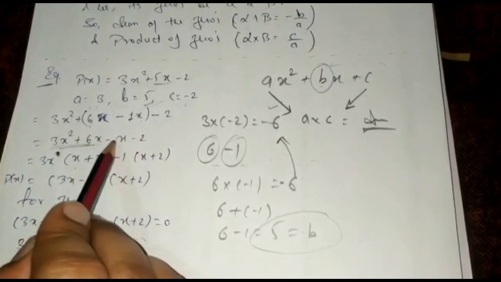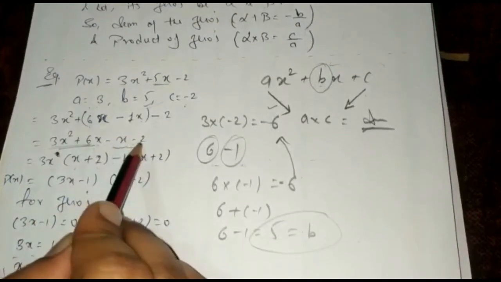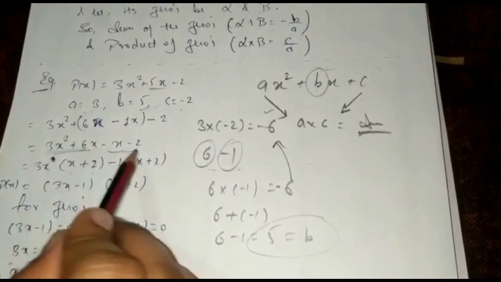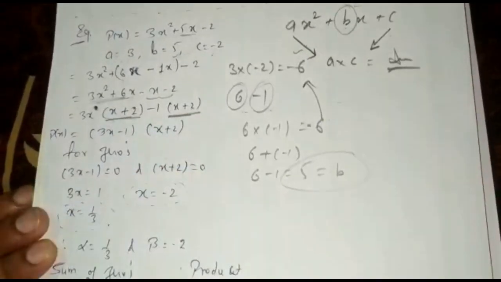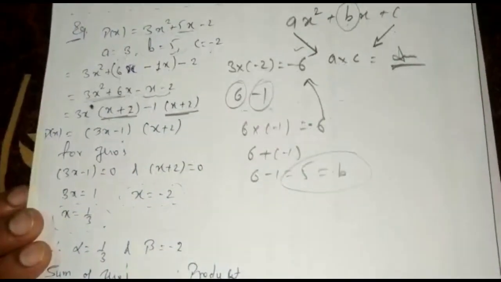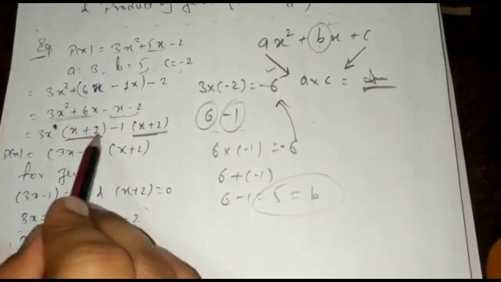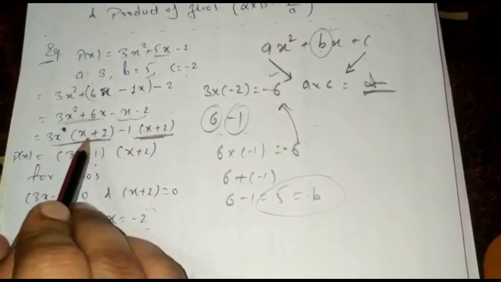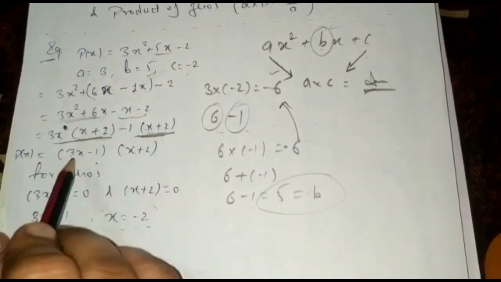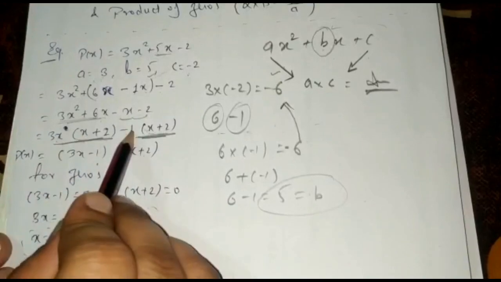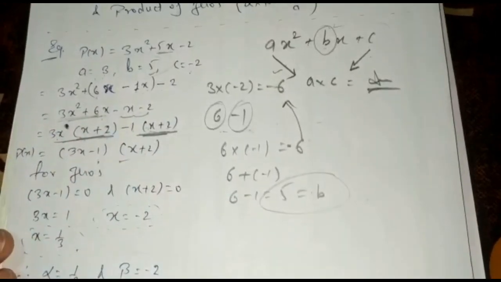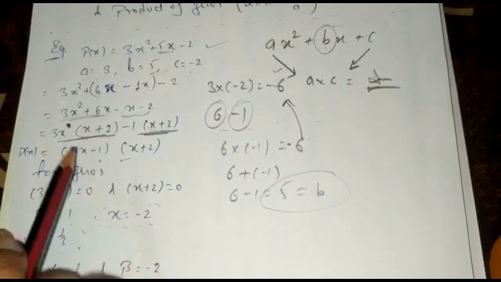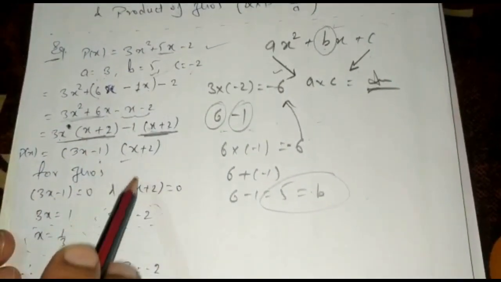From the other two terms, there is nothing common, but both have a minus sign, so we take minus 1 common, and we get x plus 2. When we take common from both the groups, the bracket terms should be the same so that our solution will be correct. So p(x) will be equal to x plus 2 common from both, and the remaining term is 3x minus 1. So this is the split form of this particular quadratic equation. Now for finding the zeros, we have to put this equal to 0 and this also equal to 0.